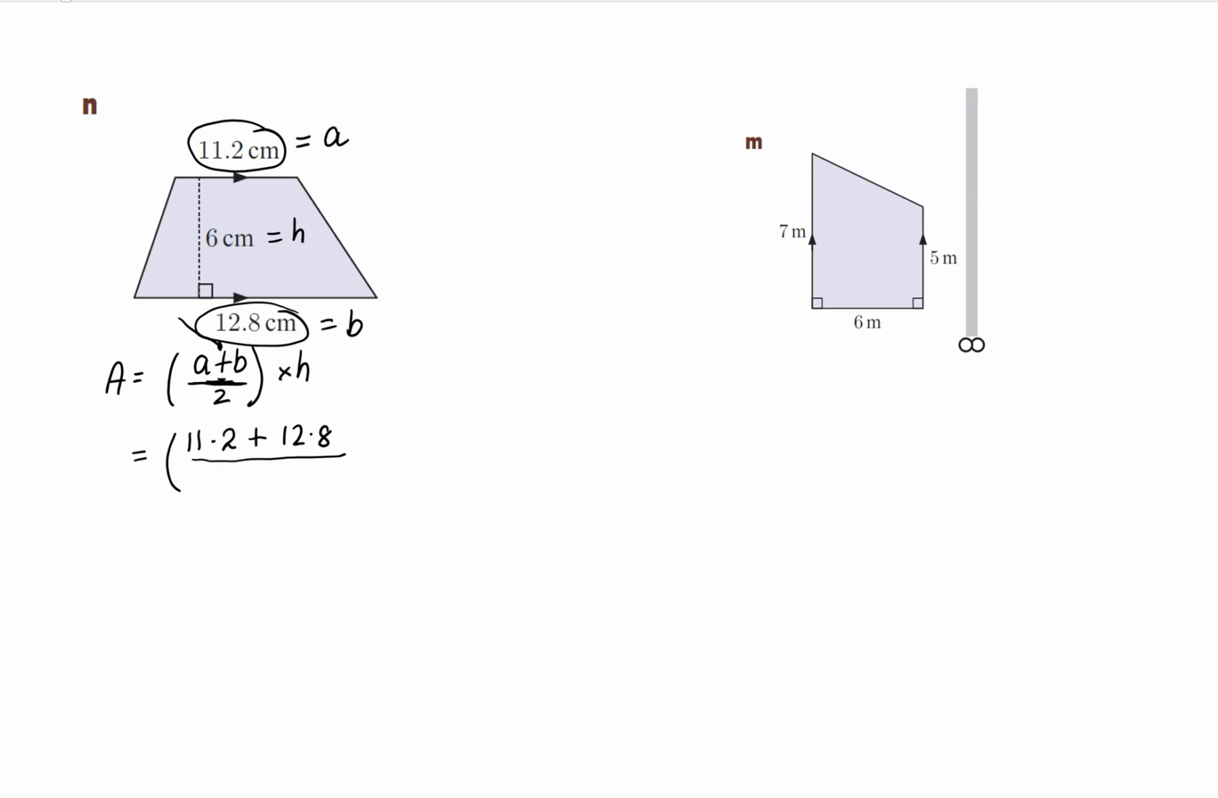Okay? The formula said over or divide by 2. So I say over and divide by 2. What comes next? Times height. Our height is 6. And now it's all down to your calculator. Okay? That's it. Hopefully you know how to use your calculator.